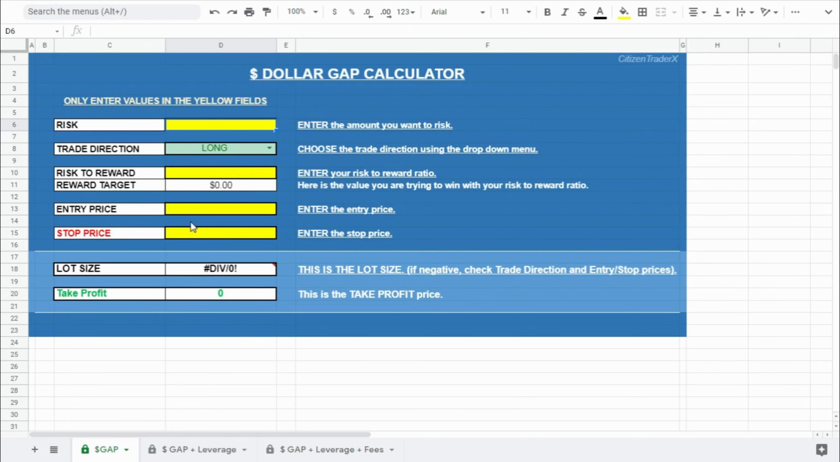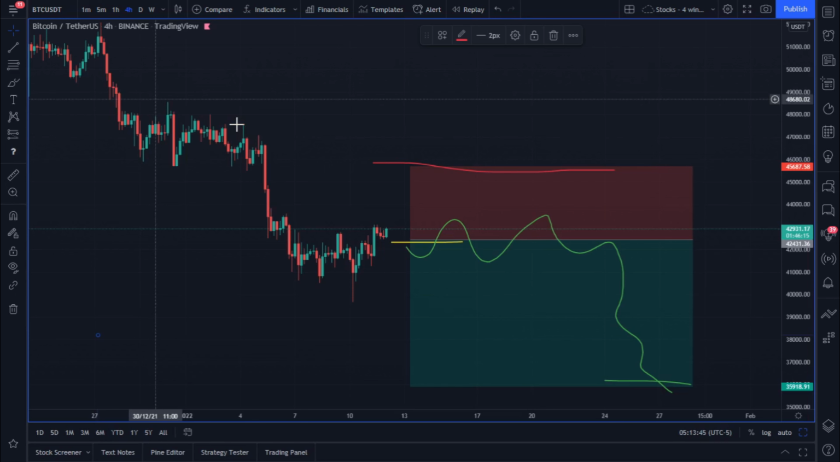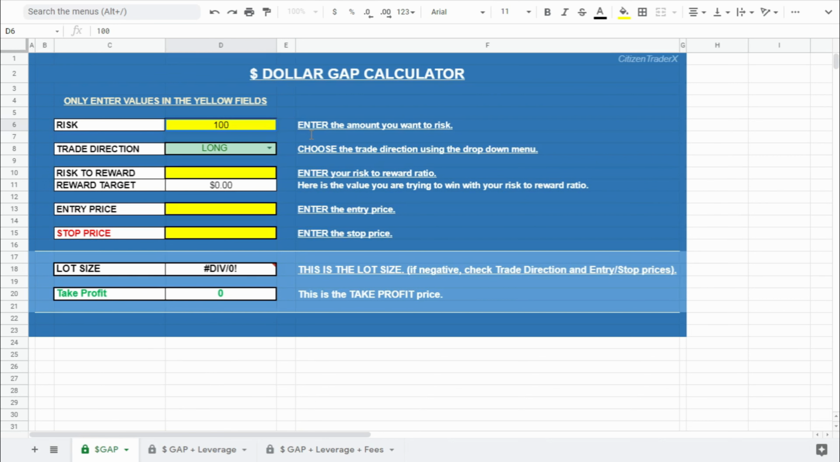So let's go back to our calculator. We want to risk $100. Remember what we're saying? We're saying if the price crosses our stop, that's when we lose $100. That's our gap from entry to stop. So we're risking $100. We're going short this time. We're still 1 to 2, meaning our reward target is $200.